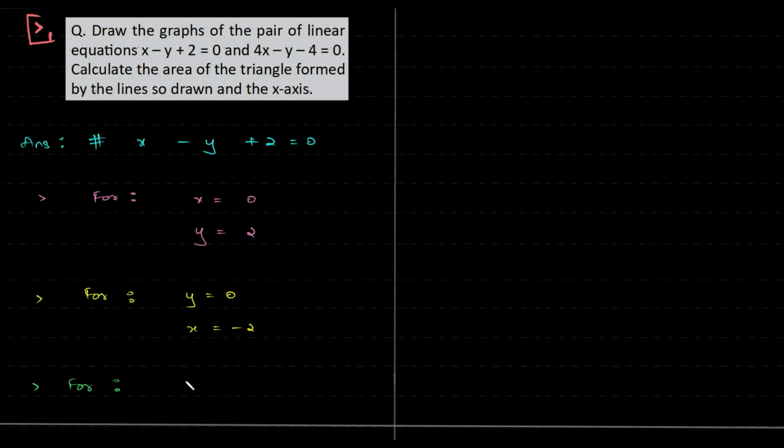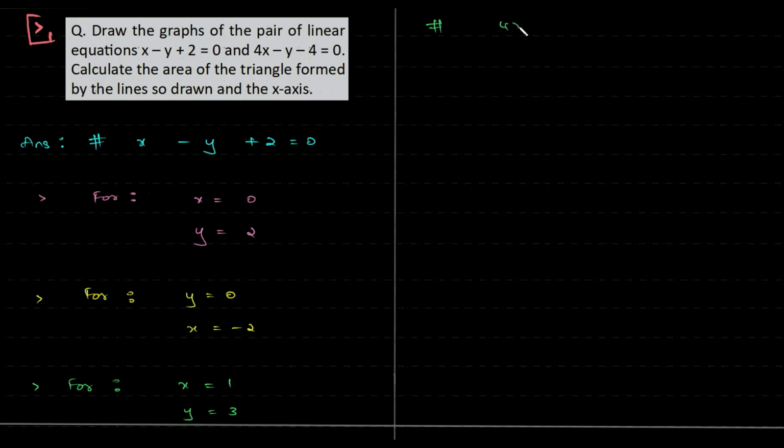For x is equal to 1, then we have 1 plus 2, so y is equal to 3. Okay, so we have 1 minus 3 plus 2 is equal to 0. We'll tabulate it later.